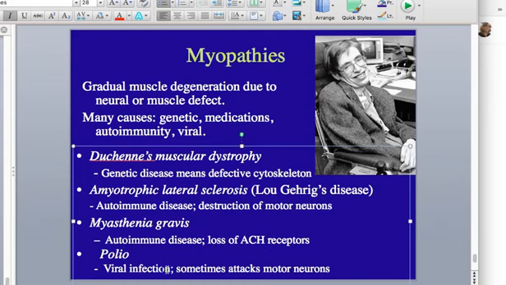Polio is a viral infection that's been eradicated mostly in the U.S. This is an older disease. Other parts of the world though still do have polio because they don't have the vaccines. What this does is it attacks those motor neurons. If you don't have the motor neuron stimulating the muscle, it atrophies. You can't use it anyway, and that is problematic.